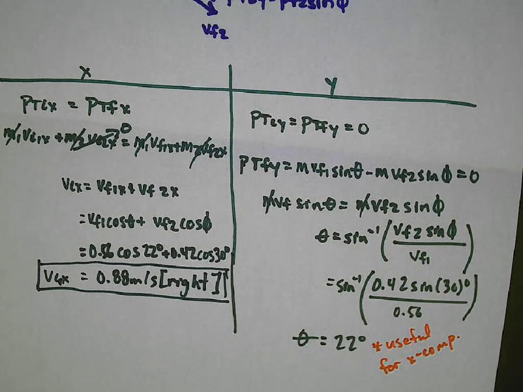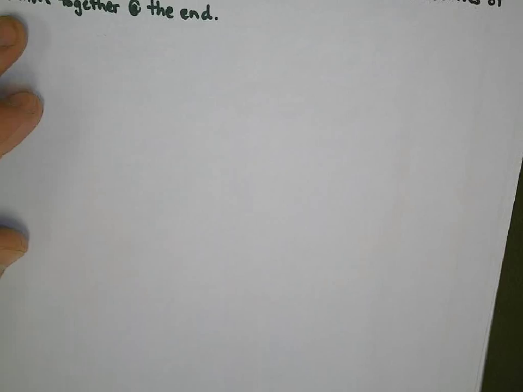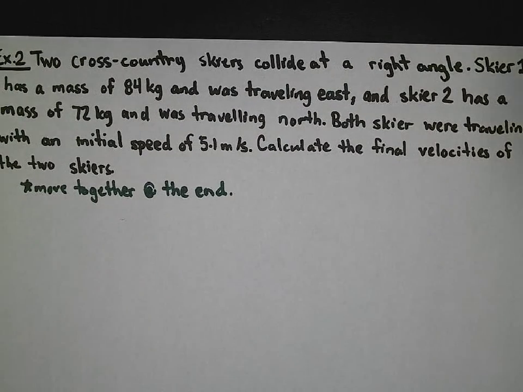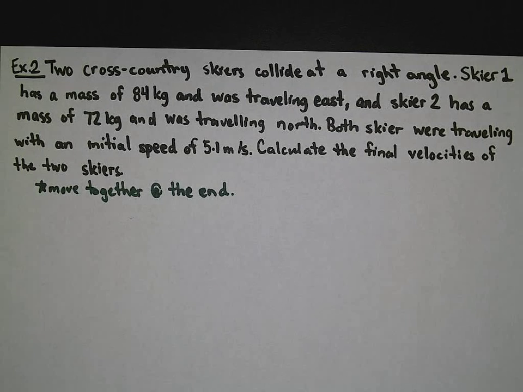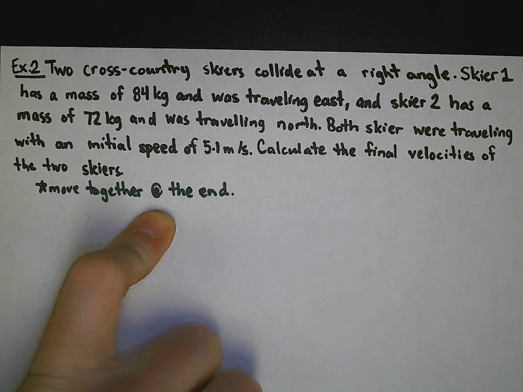In example number 2, we have a case where two cross-country skiers collide at a right angle. And we have both skiers. One has a mass of 84 kilograms, and the other a mass of 72 kilograms. One was traveling east, while the other was traveling north. We're going to calculate the final velocities of the two skiers, and we should note that these two skiers, when they collide, their skis lock up, and so therefore they move together at the end.